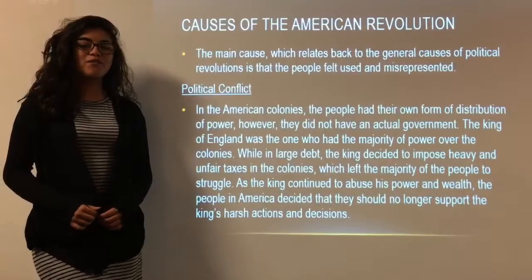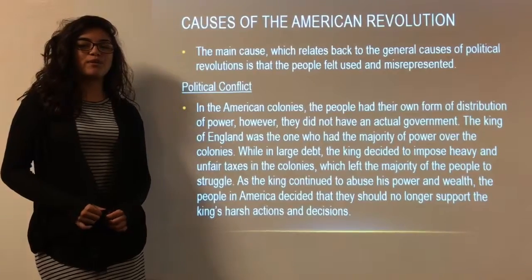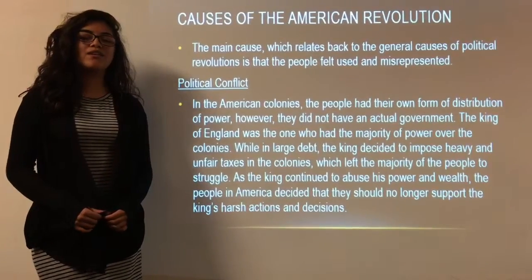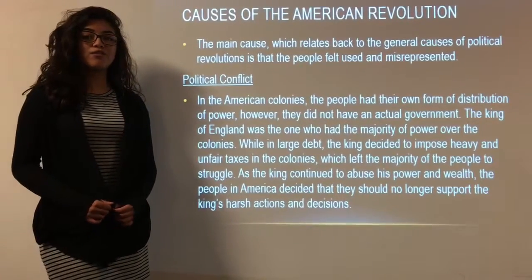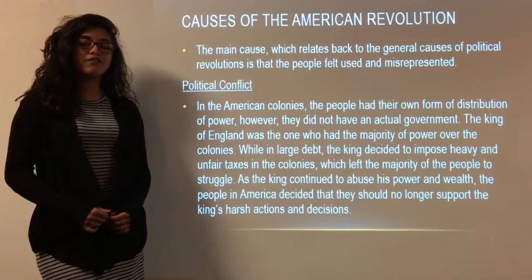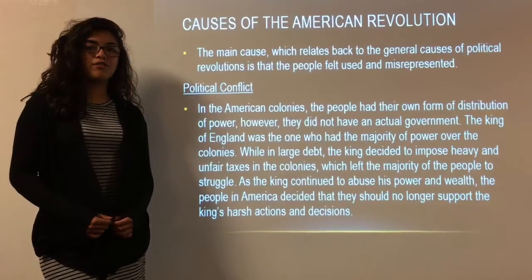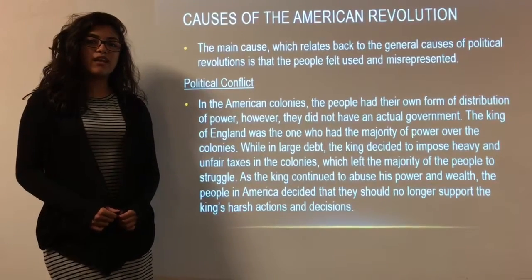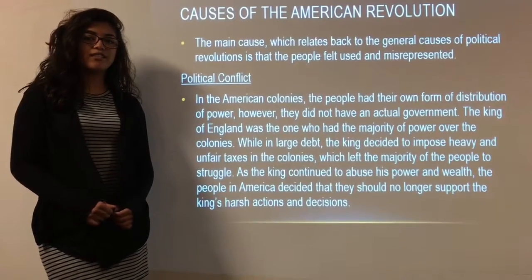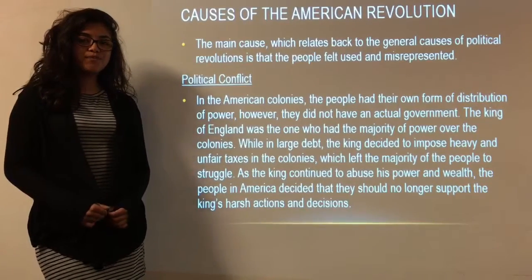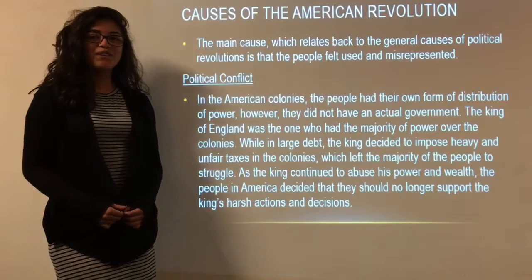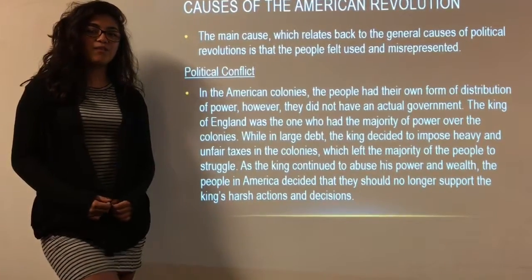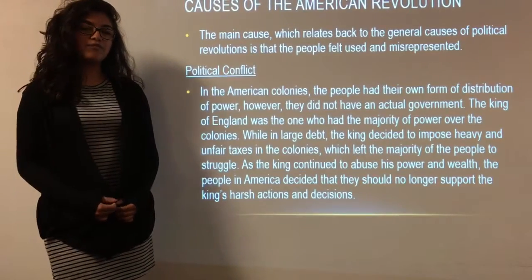The main cause of the American Revolution relates back to the general causes of political revolutions. The people felt misused and misrepresented. In America, the colonies had their own distribution of power and wealth, however, they did not have a general established government. In England, the king decided to take control of this, and he established unfair taxes and rules. This left the American people struggling, and they decided to no longer stand for their unfair representation and the king's misuse of power.